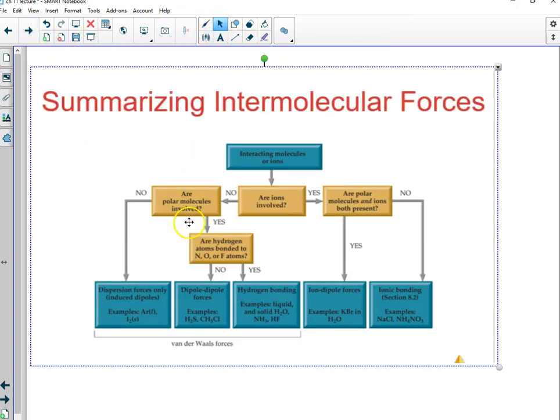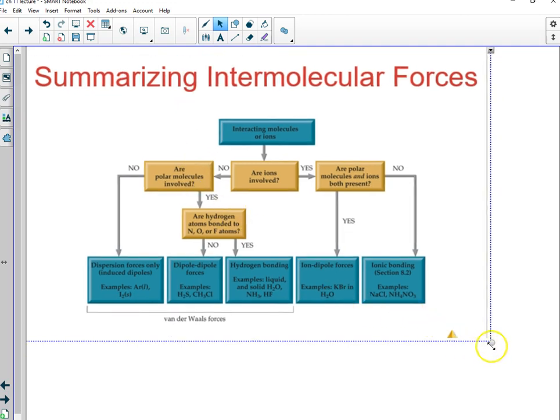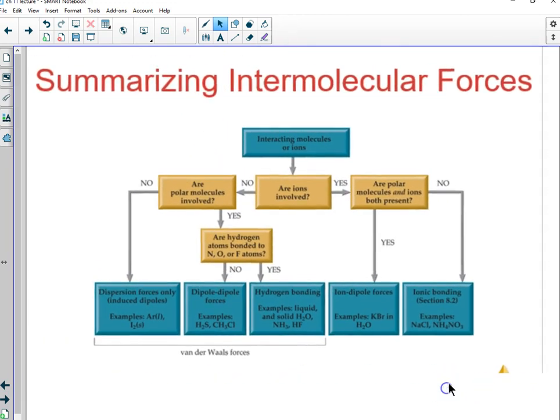Here's just a summary once again. It's not super easy to see, I guess, with the contrast. But it's just a little flow chart you can use to figure out what type of thing is involved here. We don't usually, in this class, talk about ion dipole very often. And it's not because it's not important. It's because it's just the easiest to see.